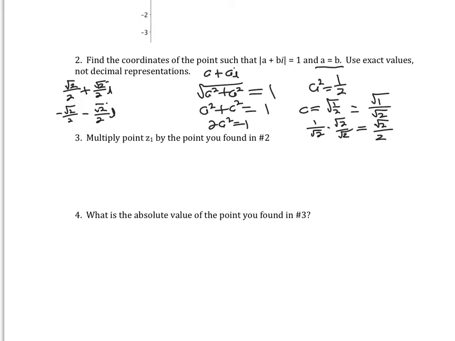Alternatively, we could have had negative root 2 over 2 minus root 2 over 2i, and that would have been back here when we found that a squared was 1/2, so a really would be equal to the positive or negative square root of 1/2.